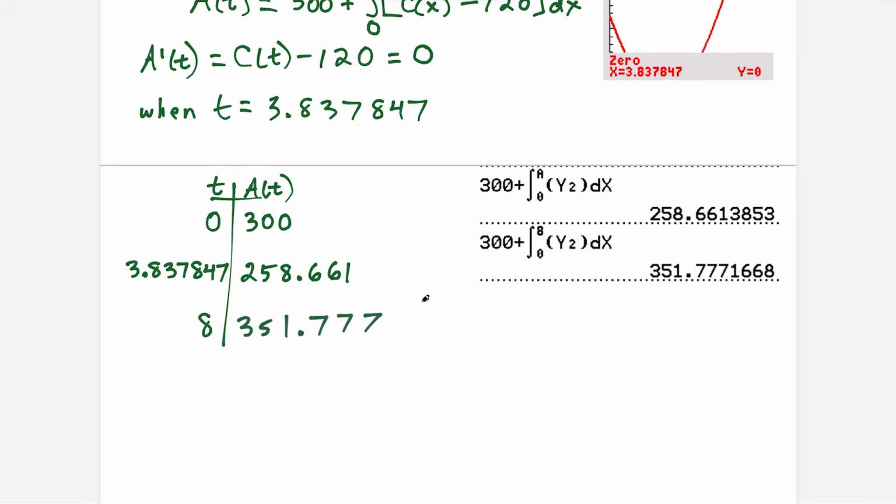And now we just have to interpret this table here. What is the minimum amount of coffee at the factory during the hours of operation? The absolute minimum amount of coffee occurred at this middle time here. The minimum amount of coffee was 258.661 kilograms.